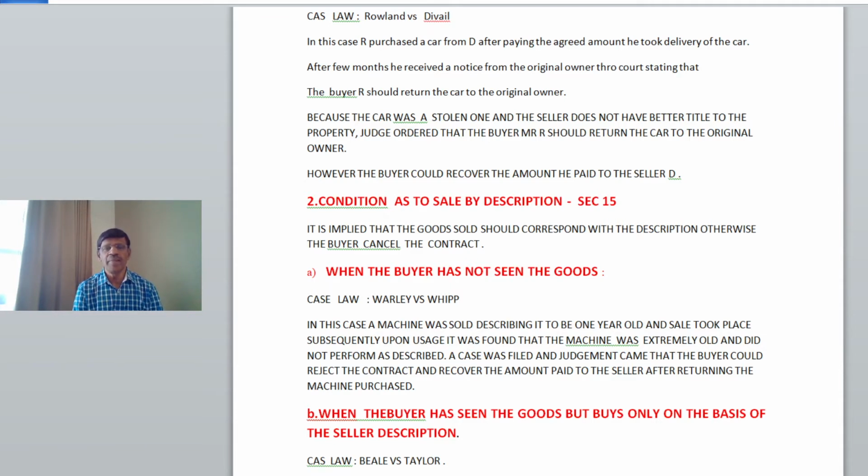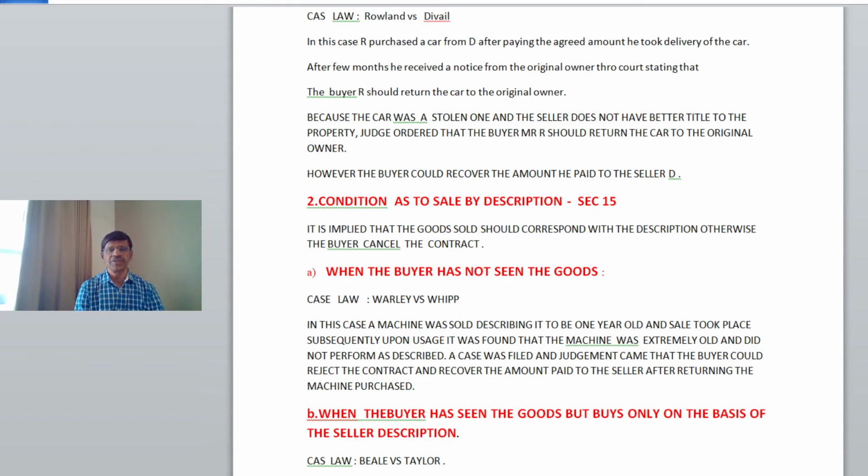In this case, a machine was sold, describing it to be 1 year old, and the sale took place. Subsequently, upon usage, it was found that the machine was extremely old and did not perform as described. So a case was filed and judgment came that the buyer could reject the contract and recover the amount paid to the seller after returning the machine purchased.